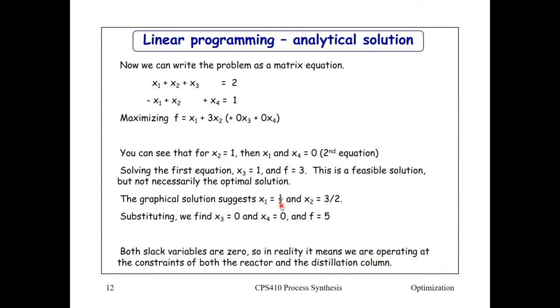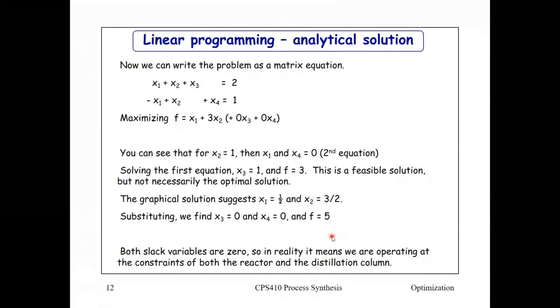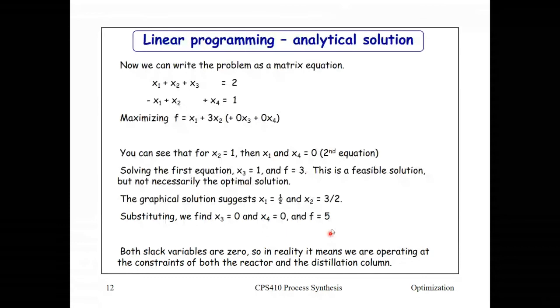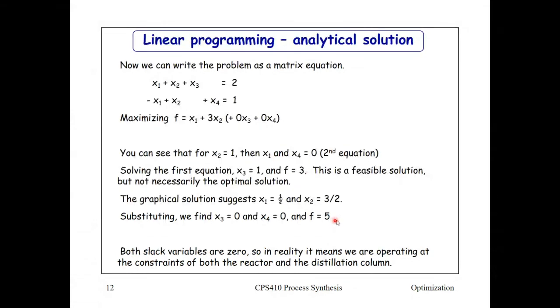All right, so where we find that optimum, we find that it's against the constraints, and because it's against the constraints, none of the slack variables has got a value. They're both equal to 0, and the value of the objective function equals 5. So in reality, it means we are operating at the constraints of both the reactor and the distillation column. So let's go back to that graph.